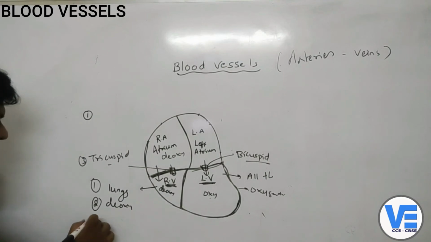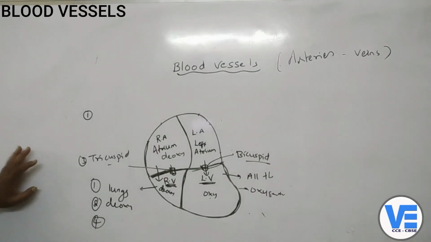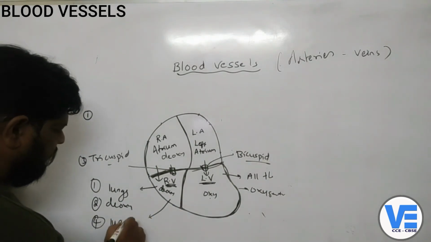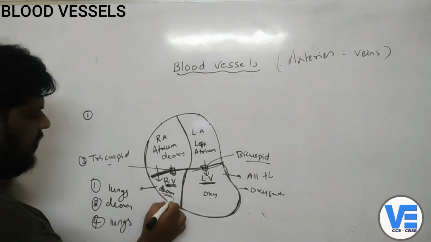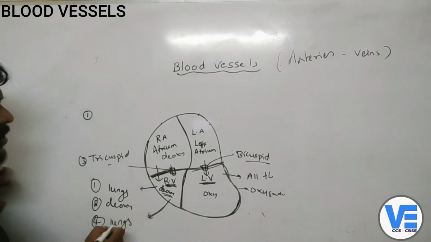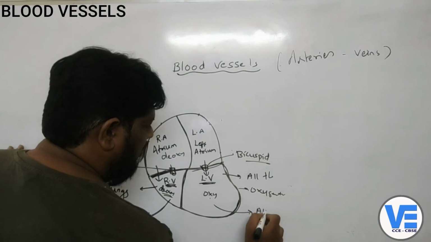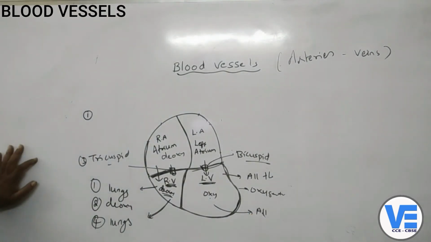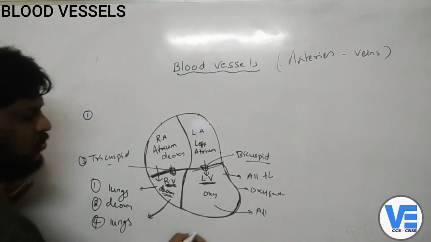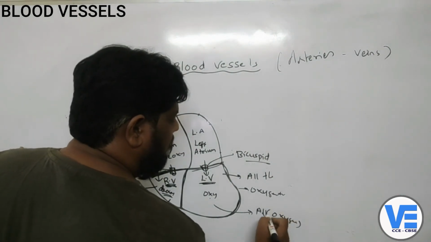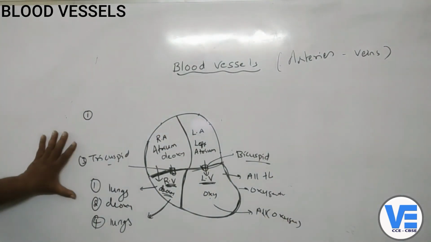Okay, and coming to the fourth difference, the right ventricle will supply the deoxygenated blood to the lungs for purification, whereas the left ventricle supplies the blood to all parts of the body, so that each and every cell gets the oxygen. So these are the four differences.